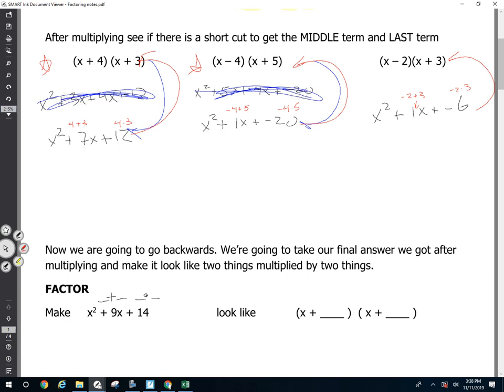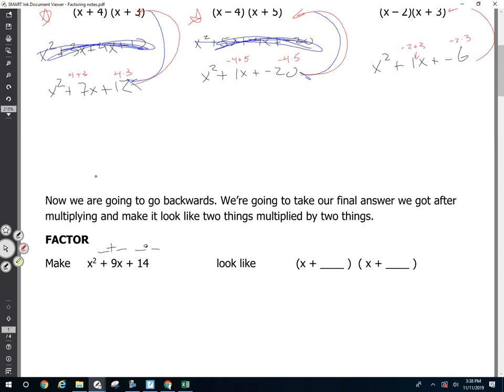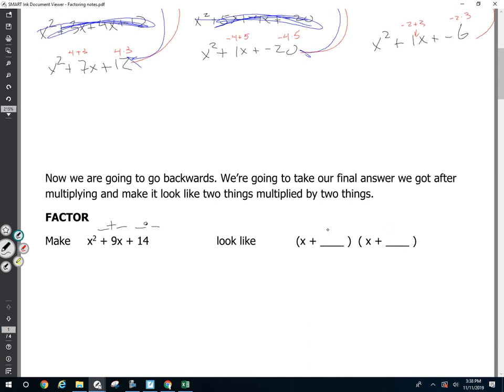Ms. Chisholm, what are the numbers? 7 and 2 added together gives you 9. 7 and 2 multiplied together give you 14. We just factored. Now, there are other ways to get the same thing, but I feel like this makes sense to me.